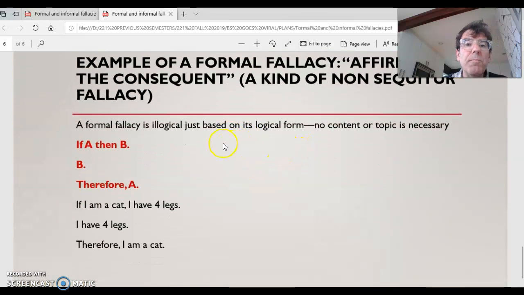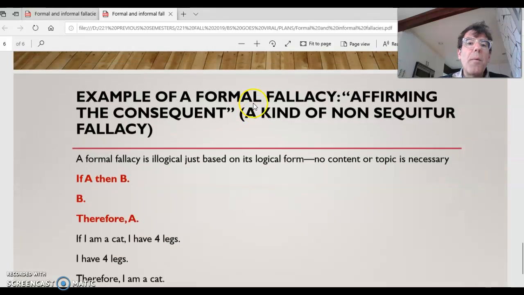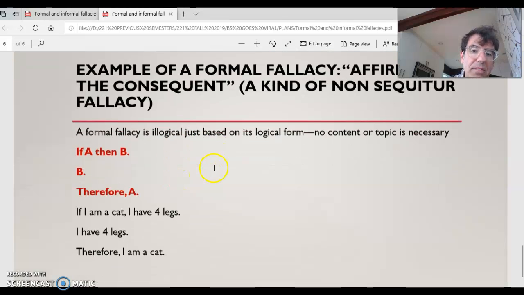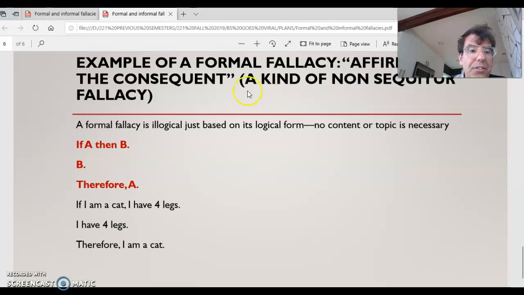Okay, so there are many, many formal fallacies, dozens or hundreds. So this is just one sample of a formal fallacy, meaning a fallacy that you know is a problem just based on the form it takes. You don't have to know anything about the topic.